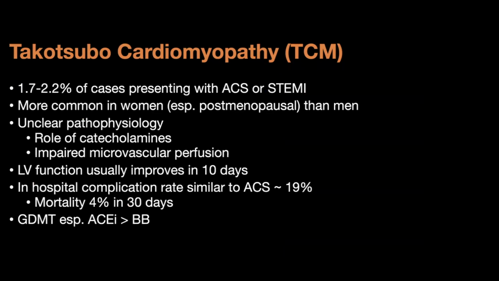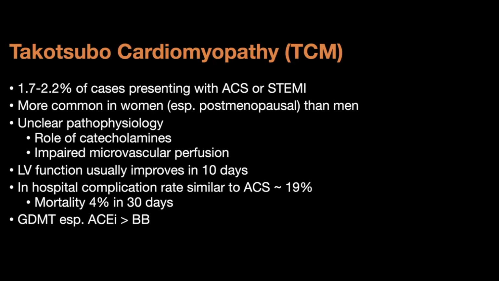It presents often with these ACS or STEMI-like pictures. That's a good point there. I'll get to that. She did have a cardiac MRI, but it's a low percentage of cases, but we do see it quite commonly in the hospital here, given the number of presentations for ACS. LV function usually improves within 10 days, but the complication rate for these patients in hospital is actually similar to that of acute coronary syndrome, up to 19% for in-hospital related complications, whether it be heart failure or arrhythmia, or other severe complications, with mortality about 4 to 9% in 30 days.